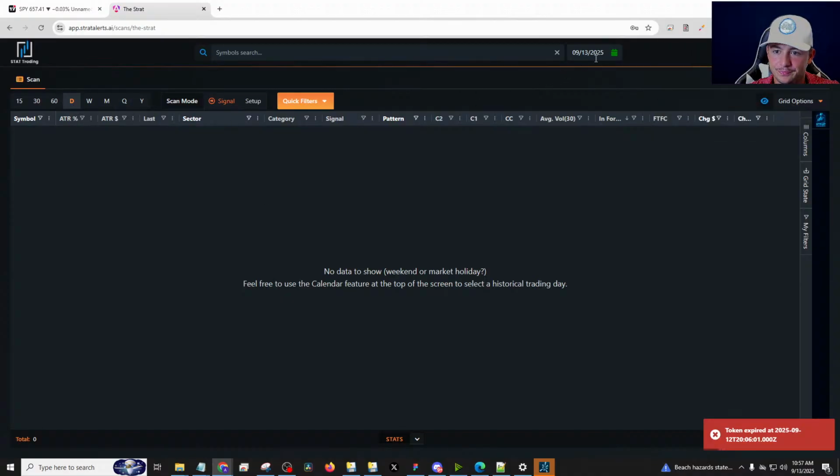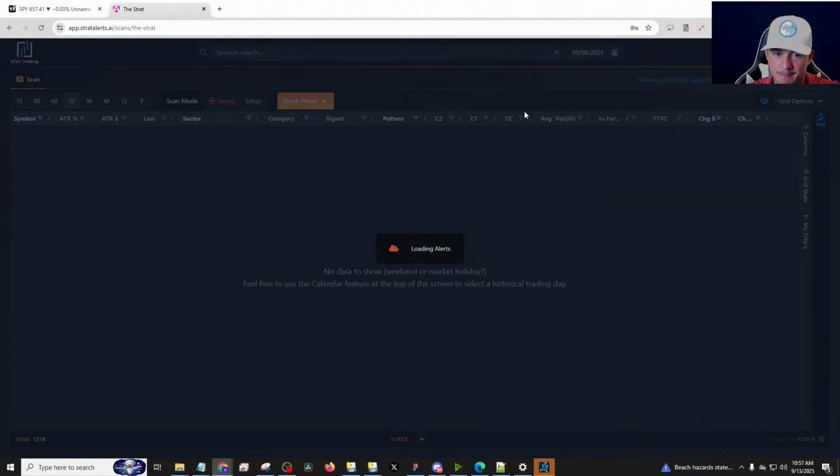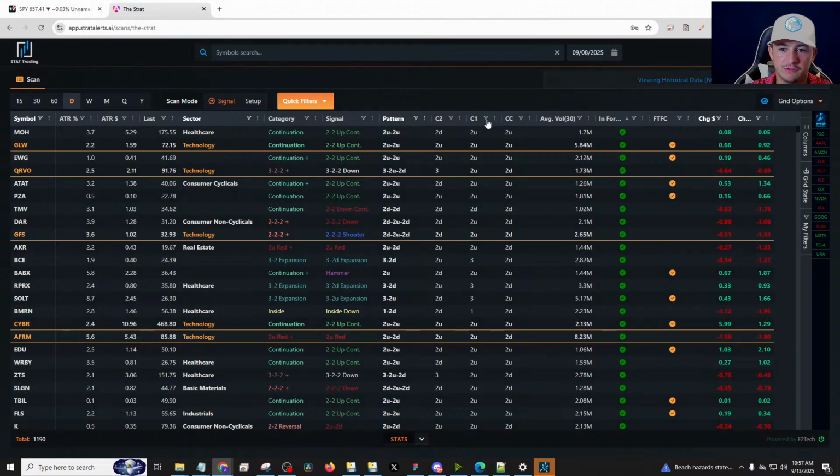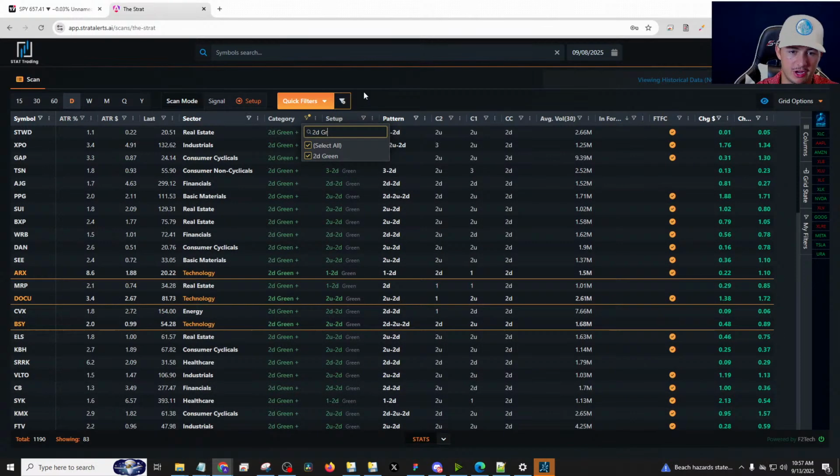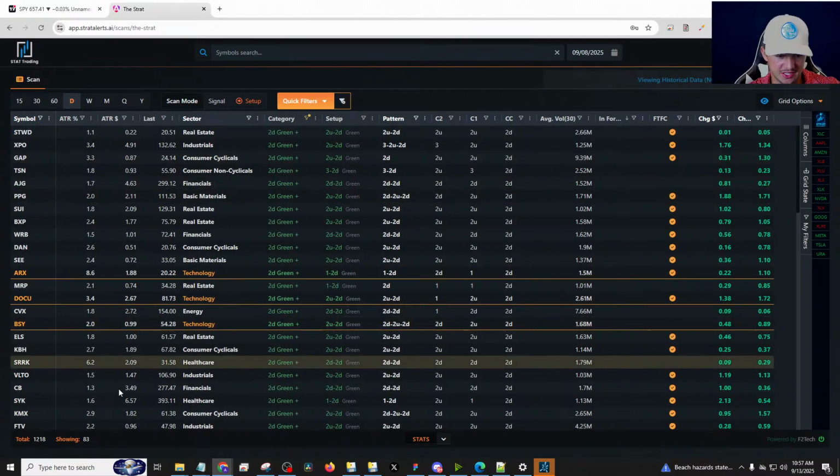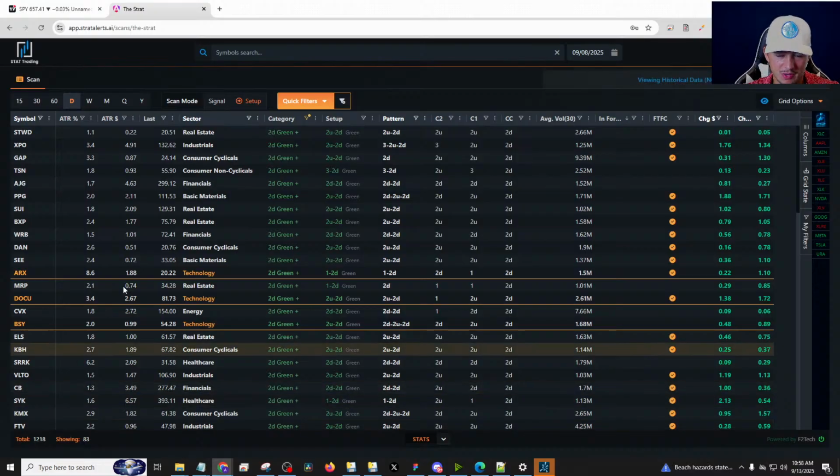All right. So we go back and we go to Monday night. This is what we can do. We can look for the current candle, or we can look for the setup category, 2 down and green. And you'll see in this case, we have 83 names. And when I say 2 down and green, what do I mean?